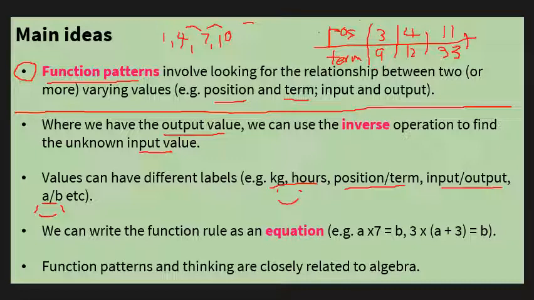Okay, second last thing is we can write the function rule with words. And if you can just do it with words, that's absolutely fine. But we can also take it to the next level and express it as an equation. So an equation is a number sentence which has an equal sign in it, and both sides are balanced. They are equal, they're equivalent. That's why it's called an equation. So for example, it could be nice and simple, like A times 7 gives me my B value, so A times 7 equals B, or it could be multi-step, 3 times brackets A plus 3, so I'd do that first, equals B.